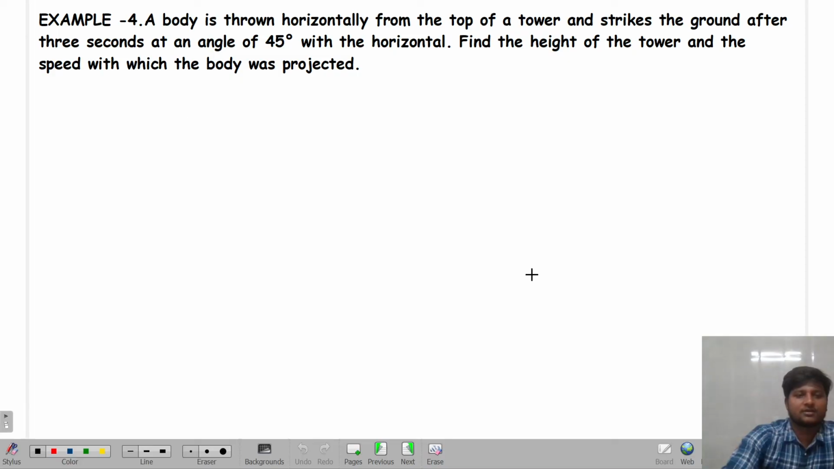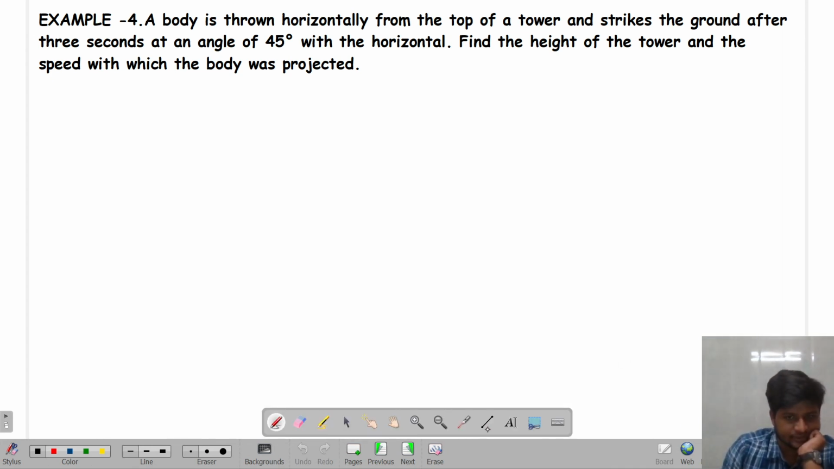Can you solve this question? Try this. It's a good question. Okay. Just imagination is required in these kinds of cases.